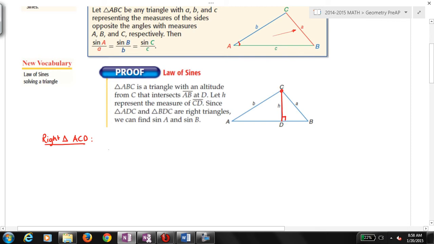Now we sketch that right here, just so that we see what we're looking at. Here's angle A, here's angle C. This is side B, this is H, and this is D. So again, we're only looking at this triangle ACD right here. Now I'm going to choose angle A, and using SOHCAHTOA, which is right triangle trig, based on the information that I have, the H given and the B given.